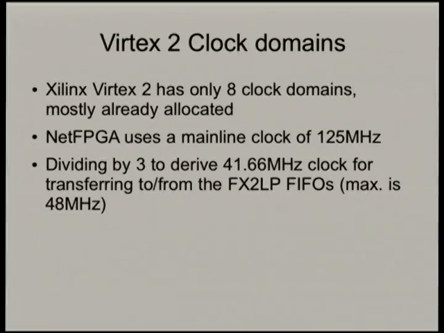So what I'm doing is I'm actually using the 125 megahertz clock and dividing that by 3 to give me a 41.66 megahertz clock for clocking the FIFOs. The FIFOs are allowed to be clocked up to 48 megahertz. So I'm losing a little bit there, but it's close enough that I'm not too worried about it. If I need it, I can take another clock away from one of the unused gigabit network ports.